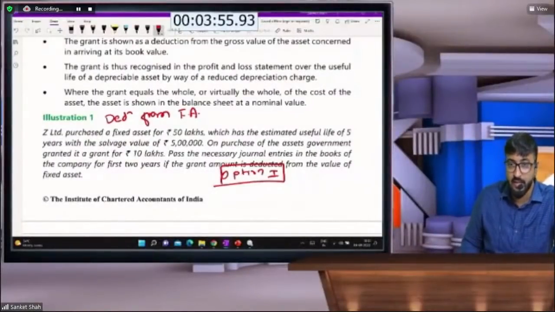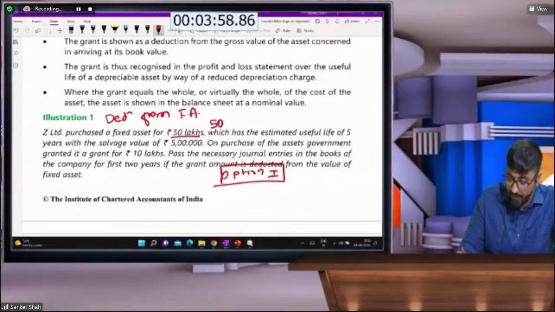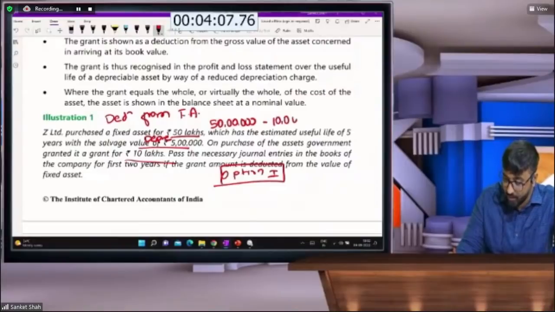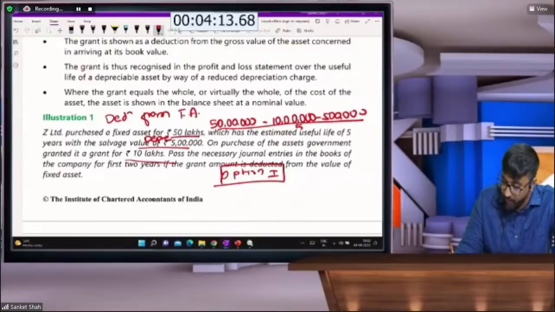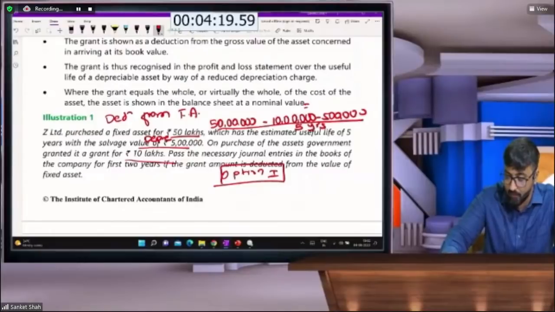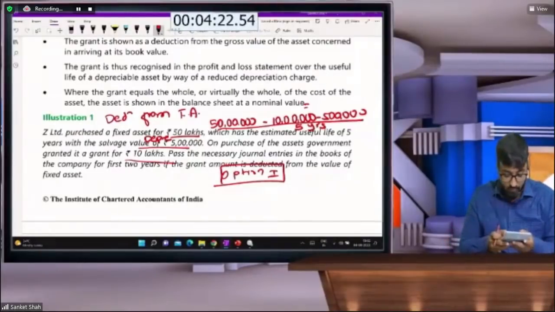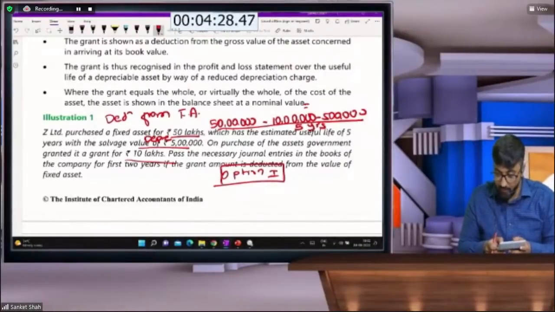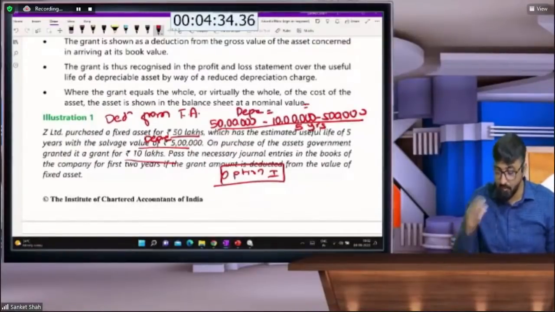So you purchase one asset of rupees 50 lakhs. So 50 lakhs is the asset's value. Salvage value 5 lakhs is helpful for depreciation. And you got a grant of 10 lakhs. So 50 minus 10 minus 5, divided by 5 years. So depreciation is 7 lakhs. So depreciation is after deducting grant value.